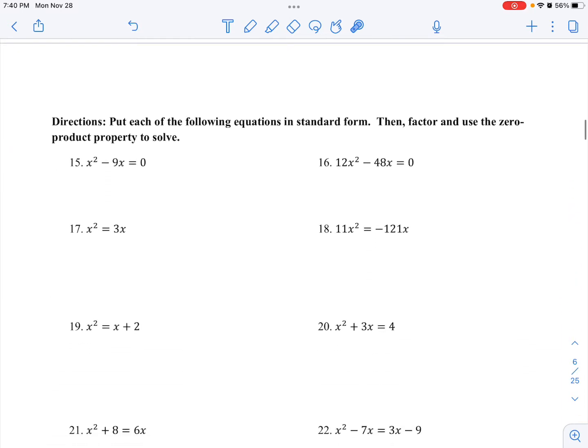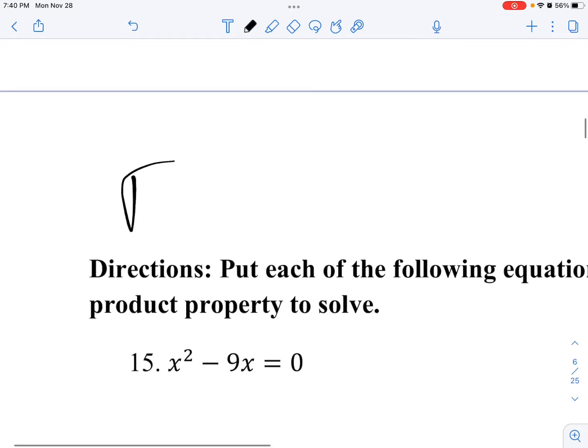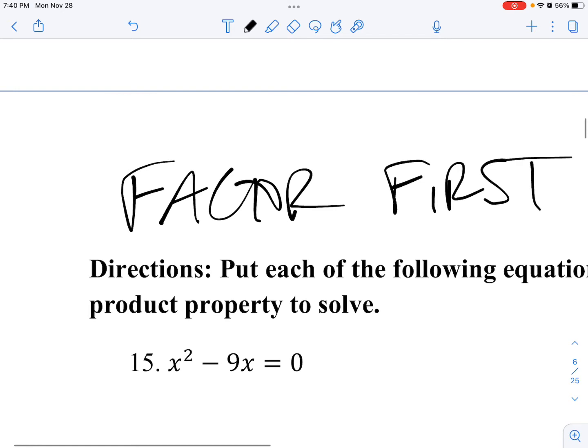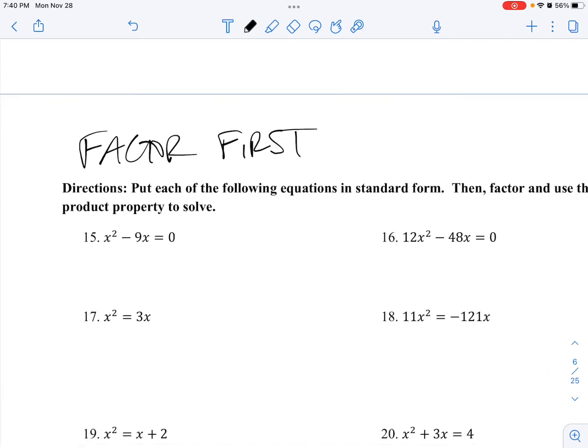I'm going to go to the back page because these are the harder questions. So what we have to do is factor first. This is why this page is a little bit more difficult. You'll notice that these are not in parentheses. I can't set my stuff equal to 0 because I need it to be in factored form first. And there are a lot of different ways that we learned how to factor. If you have your note card from last chapter, get it out.